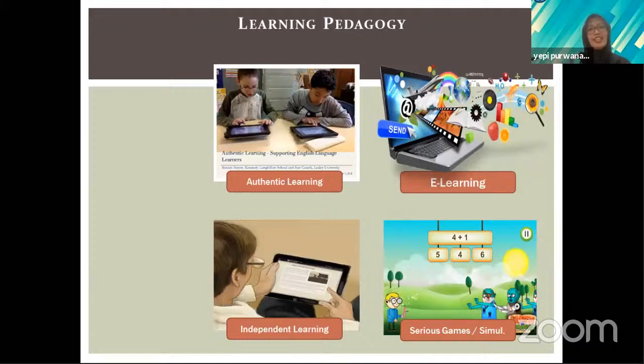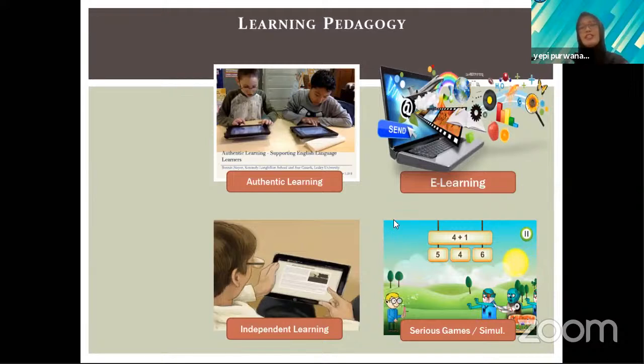Authentic learning. The authentic learning here means that we try to find something that is authentic in learning. For example, here, the authentic learning supporting English language learners. How can the language be learned, but in the form of authentic learning? Can we have it? Yes. The answer is yes. How? We will learn it later. How can we design the authentic learning?